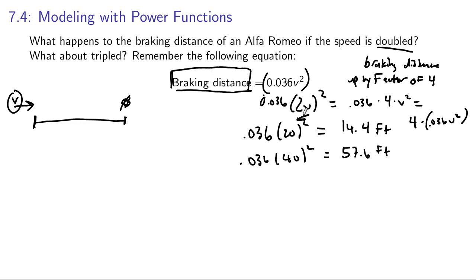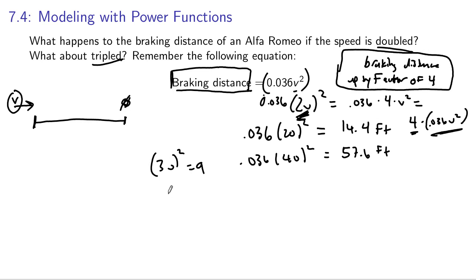So if I double my input, or my speed, I get quadruple, or a factor of 4, times the braking distance. If we triple the speed, we'll get 3 squared, a factor of 9 in the braking distance. So if we double, we get a braking distance that's quadrupled or multiplied by a factor of 4. If we triple velocity or speed, the braking distance d goes up by a factor of 9. So tripling squared is 9, factor of 9.